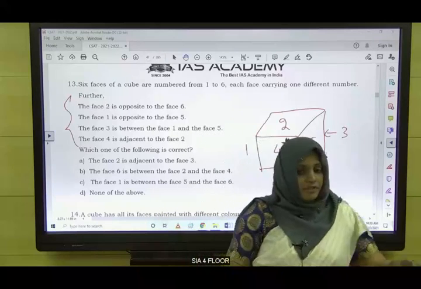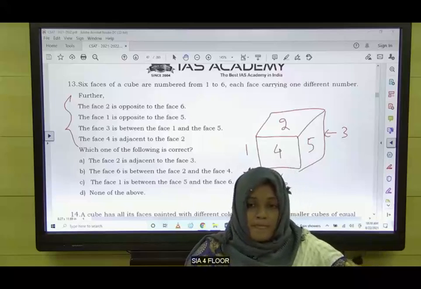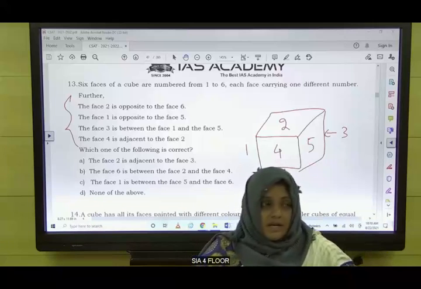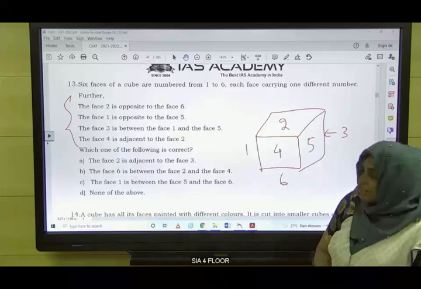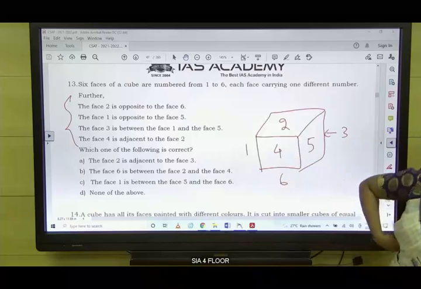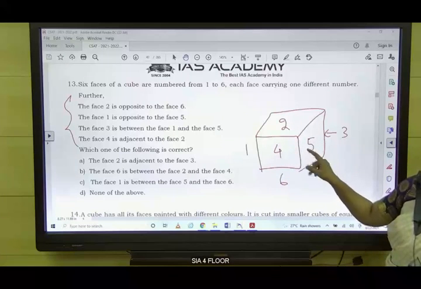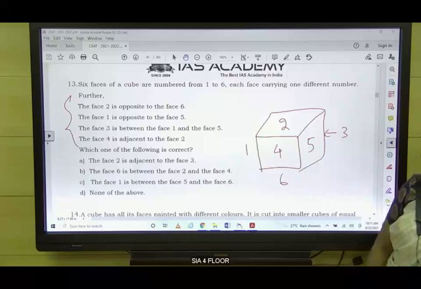You know what is meant by between? Listen clearly. What is the meaning of between, I'll tell it as an example itself. If you take number 4, number 4 is between 2 and 6. Number 4 is between 1 and 5. In the diagram I'm saying, number 4 is between 2 and 6, number 4 is between 1 and 5.